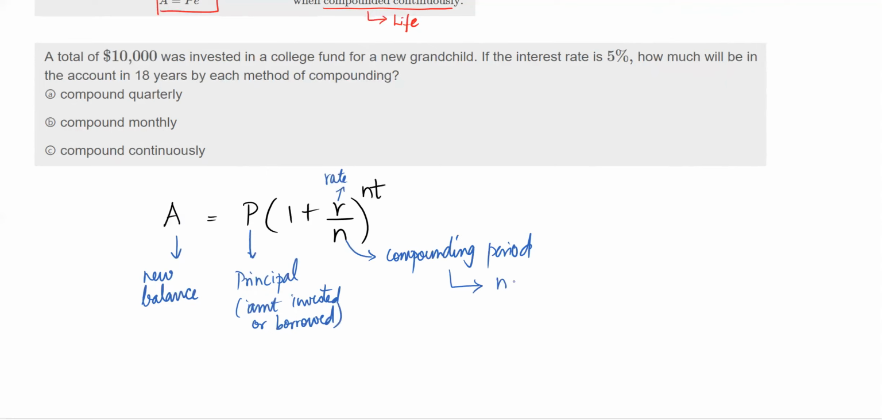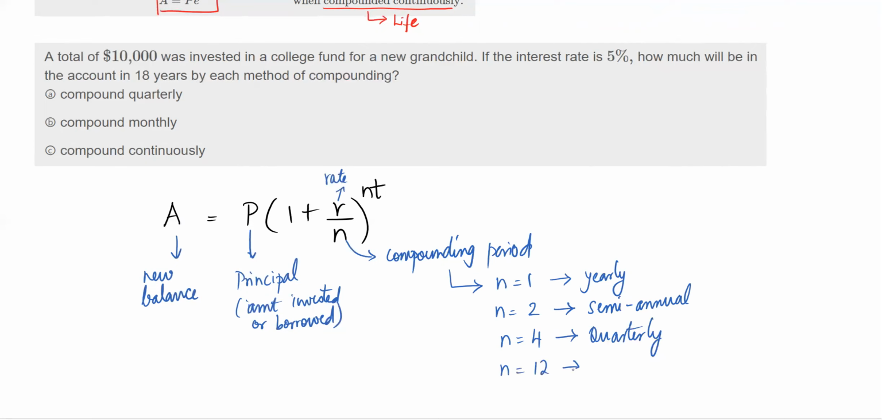So if it is n equals 1, if it is yearly compounding, n equals 2 if it is semi-annual or half-yearly, n equals, let's say, 4 if it's quarterly, right? Every quarter. I think I got it wrong, quarterly. If it's monthly, n is 12, and so on, right? So it depends on the frequency, and so this is a compounding period. t stands for the duration of loan or investment.